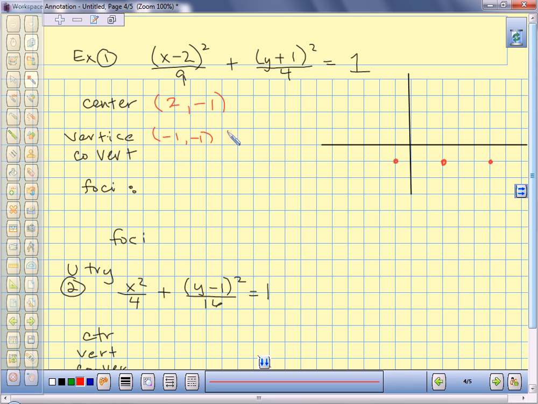Our co-vertices. All right, now what about our co-vertices? What do we add and subtract? 2. And what do we add and subtract it to? The y's. We just go up and down 2. So it's going to be, whoop, wrong spot. 2, 1, and 2, negative 3. And those are our co-vertices. Beautiful. Okay, it's beautiful until I try to draw it.